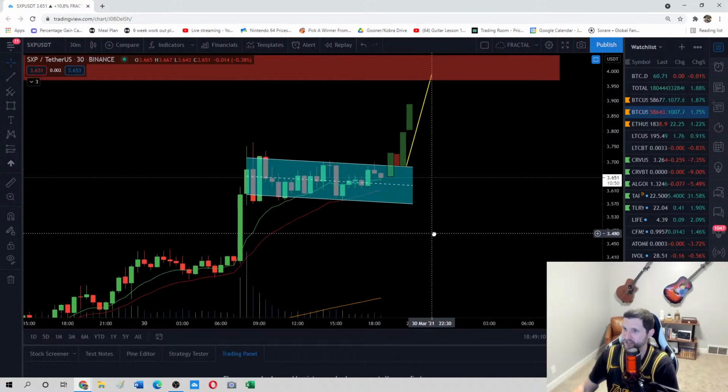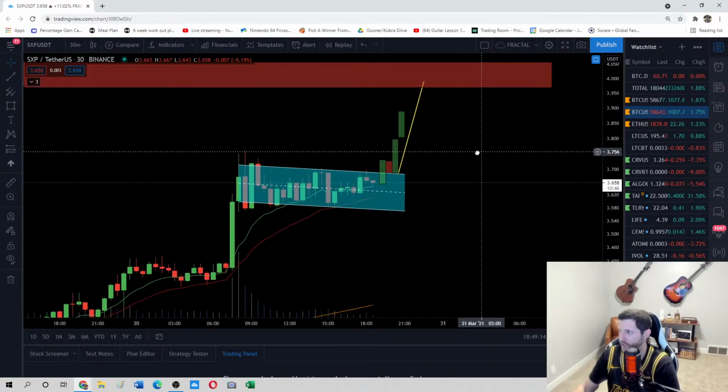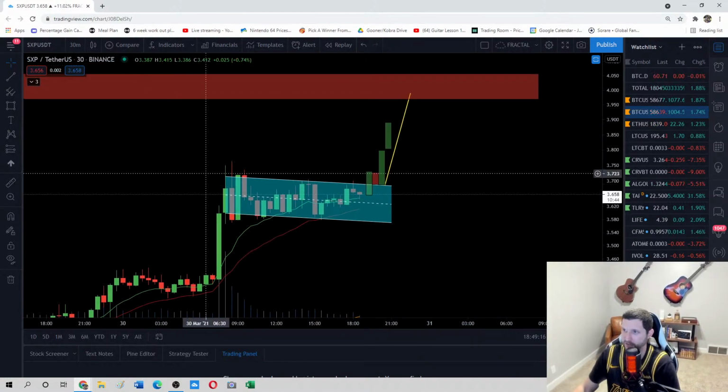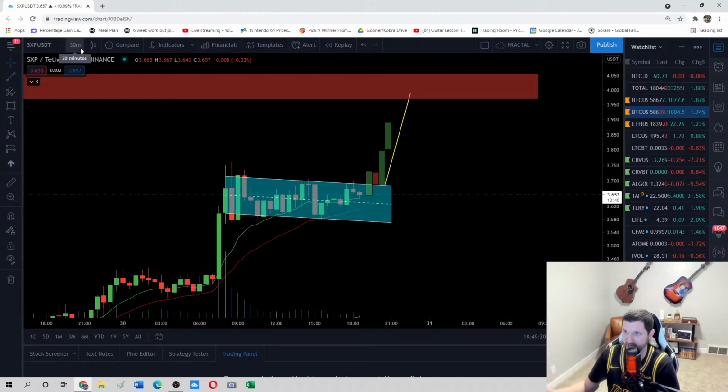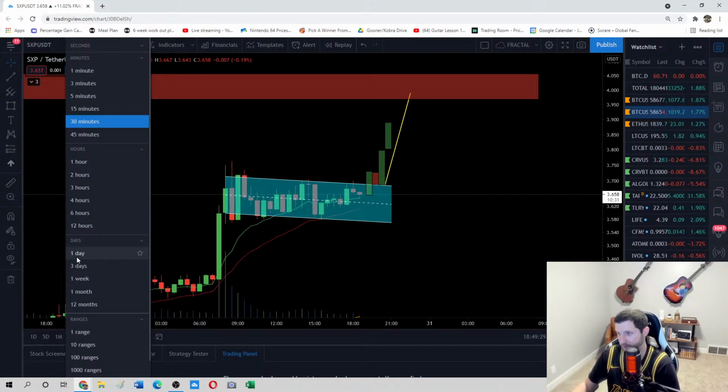And again, this is just a 30-minute chart, so I would expect it to happen in a couple hours, maybe tops. What I probably wouldn't do, since this is only a 30-minute chart, is hold this trade for days and days. If it was a bull flag on the 1-day chart, I could plan on maybe holding that for a few days.